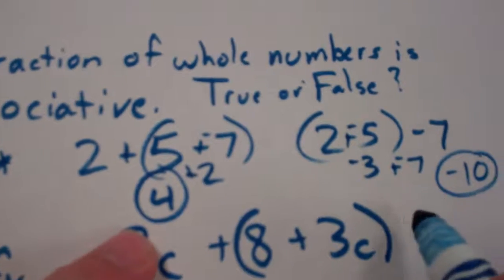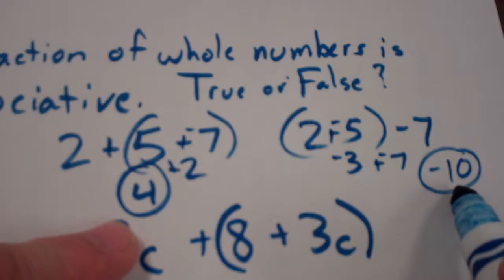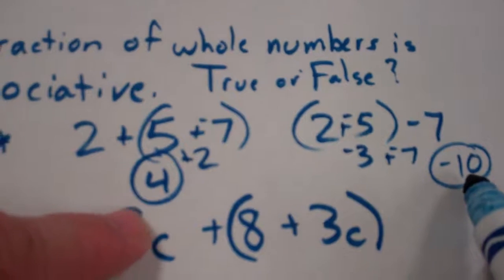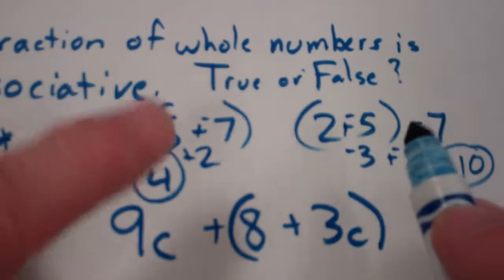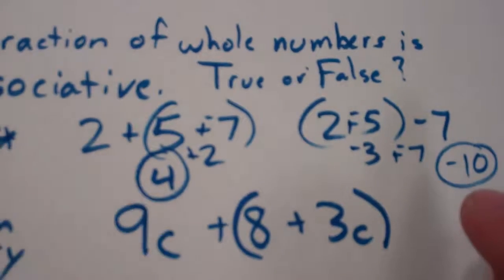Let me ask you, if one ended up being 4 and one ended up being negative 10, is that associative? And the answer is no, it's not. I just gave you a counterexample. I gave you one that proved that it is not the same if I group it differently.